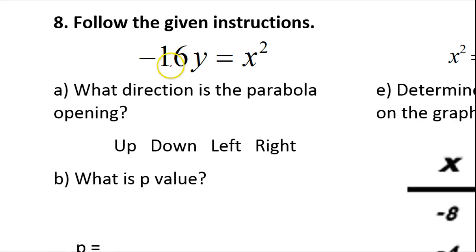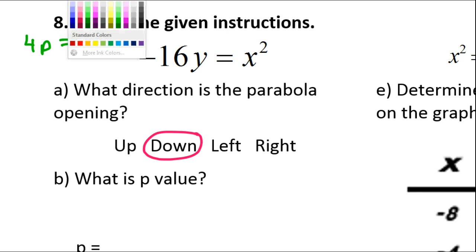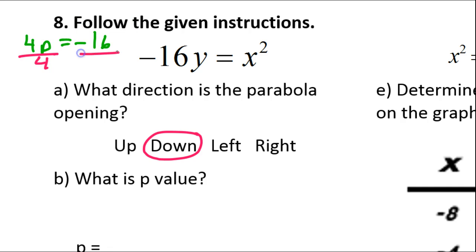So, looking at this problem, is this parabola opening up, down, left, or right? Well, x squared means that it's either up or down. Because this is negative, it's going to be down. All right, what's the p-value? Well, this negative 16 is 4p. So I can say that 4p is equal to negative 16. So dividing both sides by 4 gives me that p is equal to negative 4.